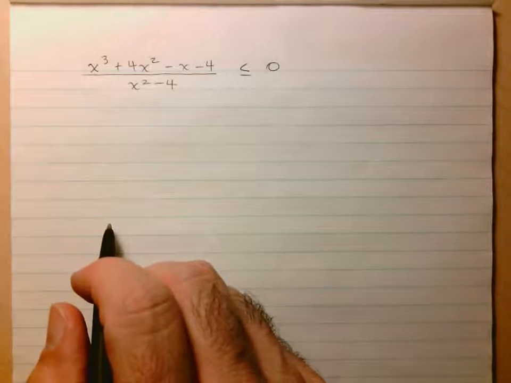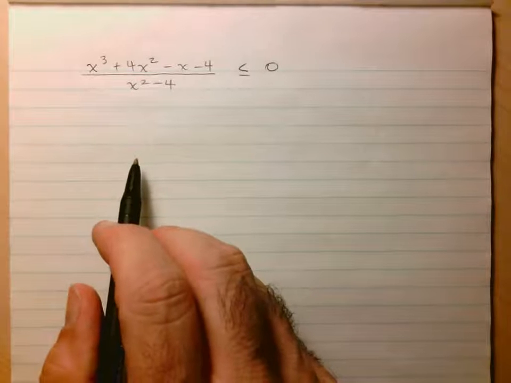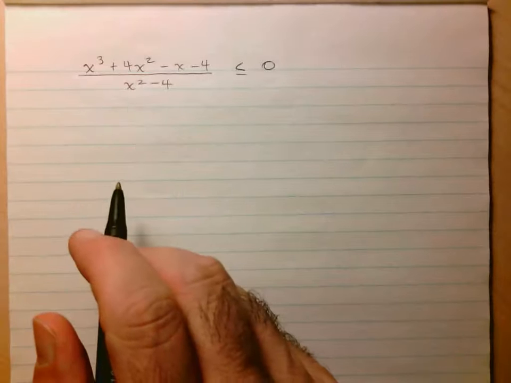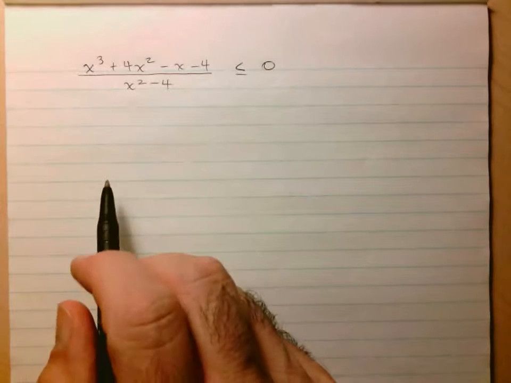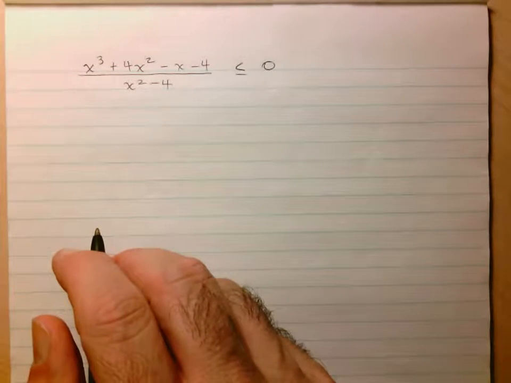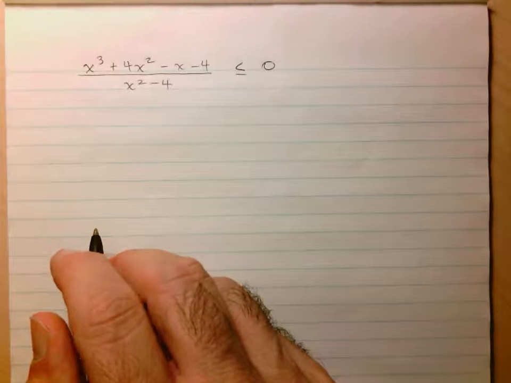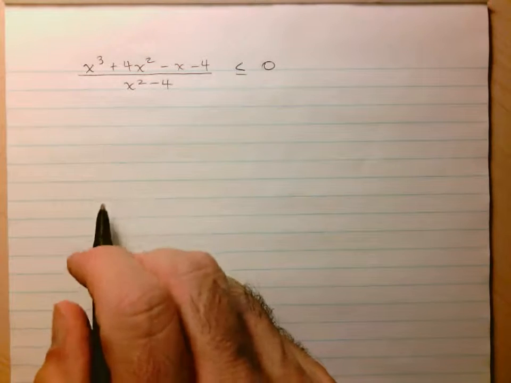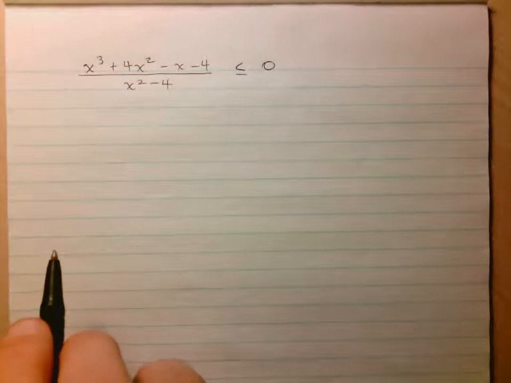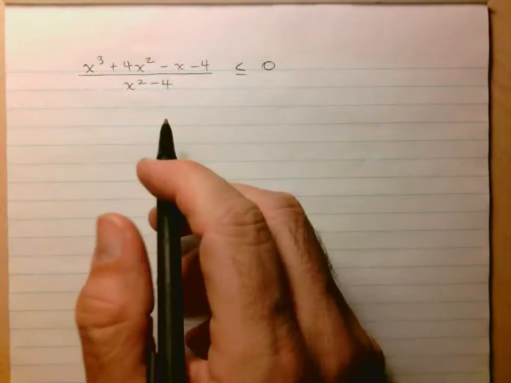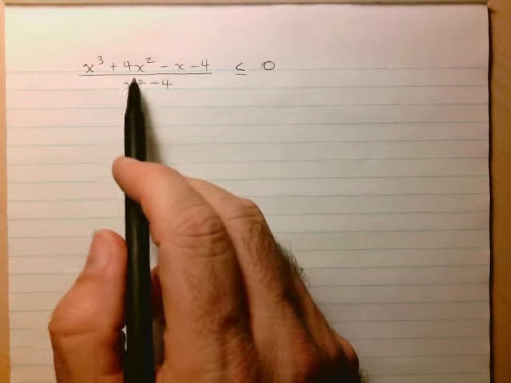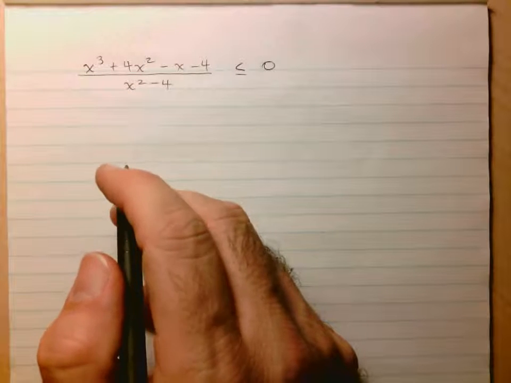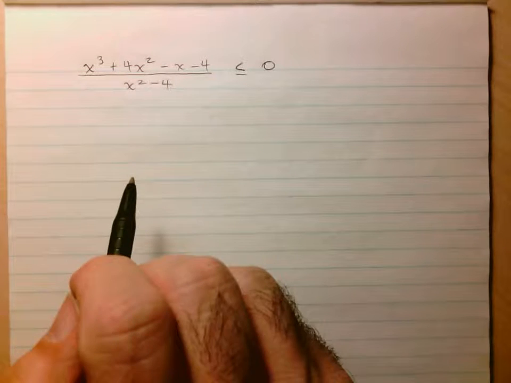Once you get to this point, we use the principle that the only place where a rational expression or a rational function can change its sign is at an x-intercept or at a vertical asymptote. Another possibility could be a hole, but I don't think we're going to have that issue with this example. So we have to find the zeros and the vertical asymptotes of this rational function, if we think of the expression on the left as a rational function.